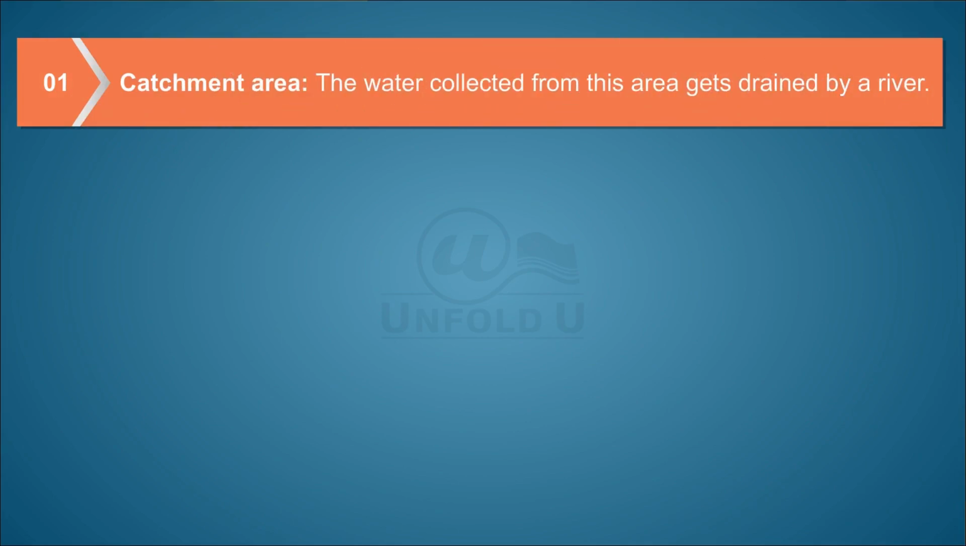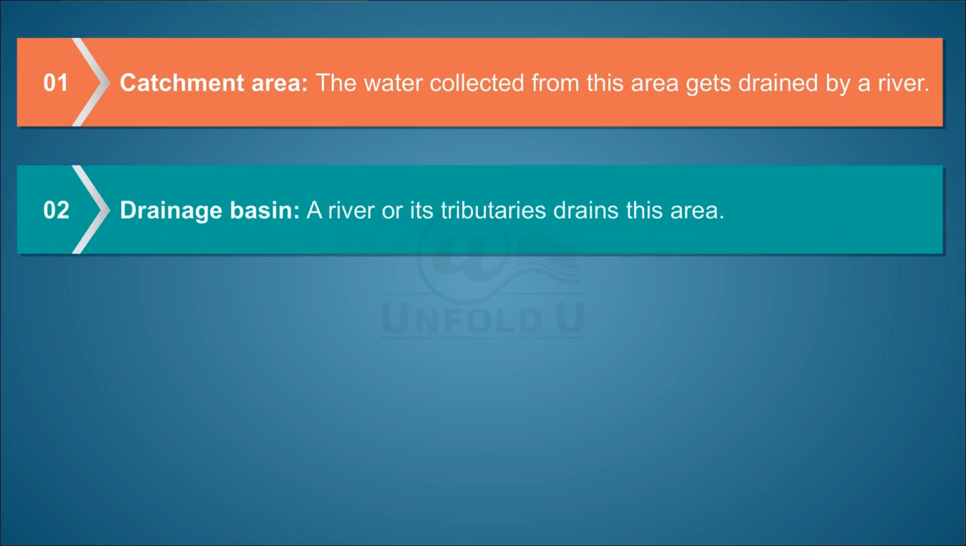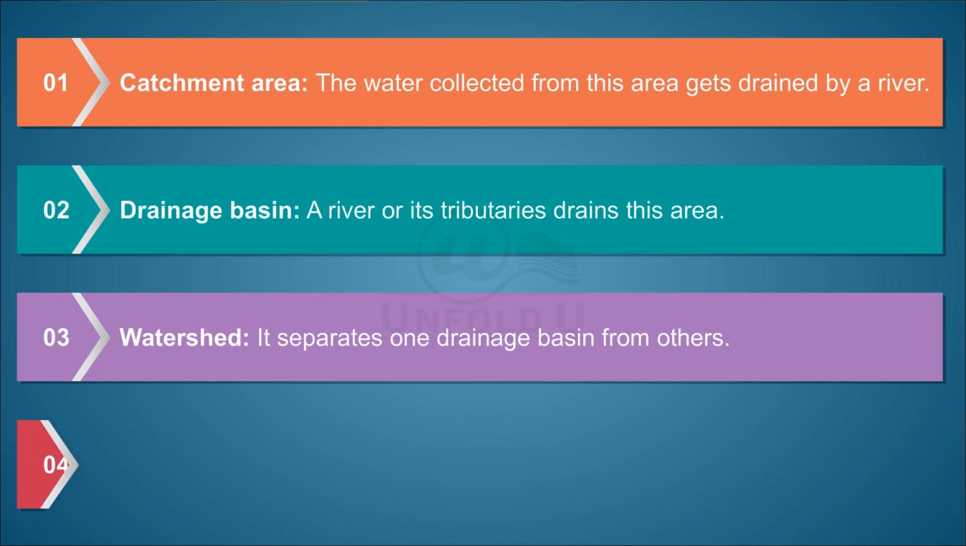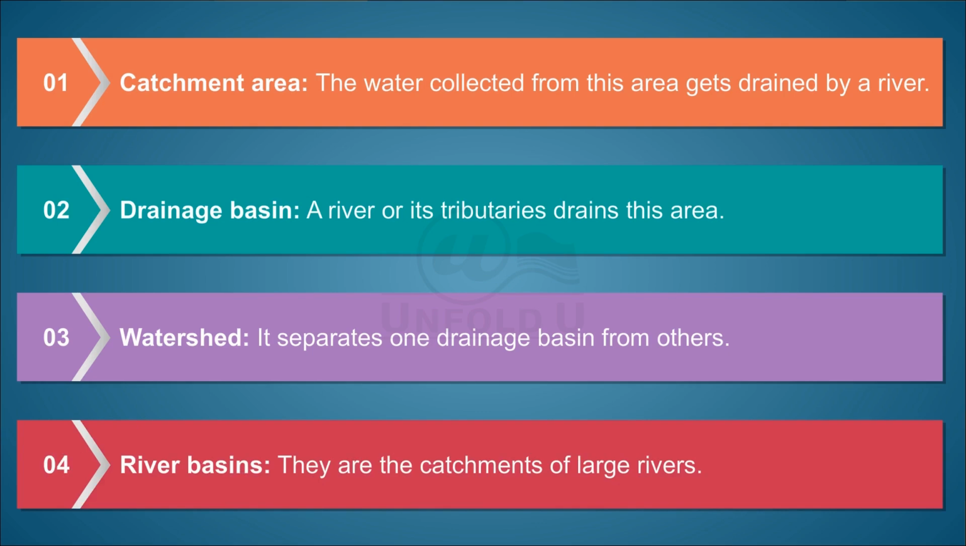1. Catchment area. The water collected from this area gets drained by a river. 2. Drainage basin. A river or its tributaries drain in this area. 3. Watershed. It separates one drainage basin from others. 4. River basins. They are the catchments of large rivers.